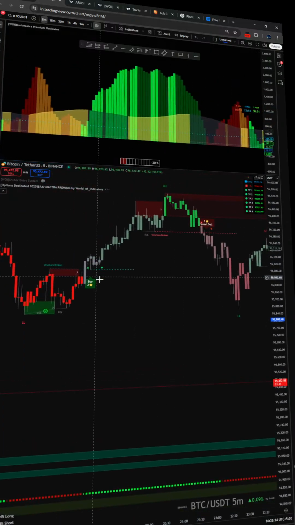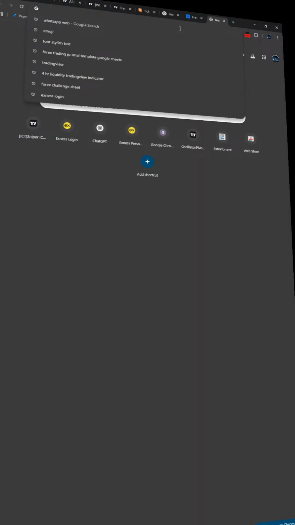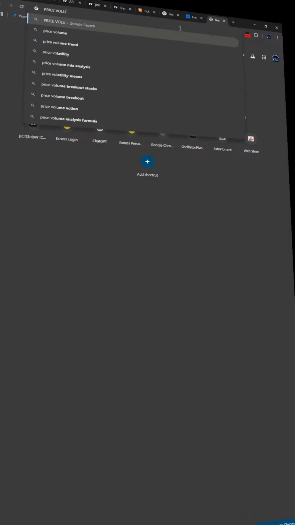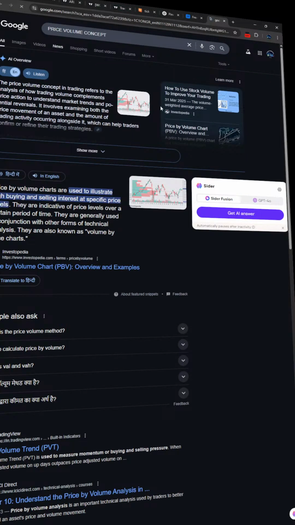Here you see, you got the signal, you got the structure break. Here you enter, and also volume is confirming entry. So close your eyes and enter the trade. If any price, any trend is supported by volume, you can plan your trade. As in last videos, I have already told why this concept belongs here. If you are a trader, you may have heard the price volume concept.